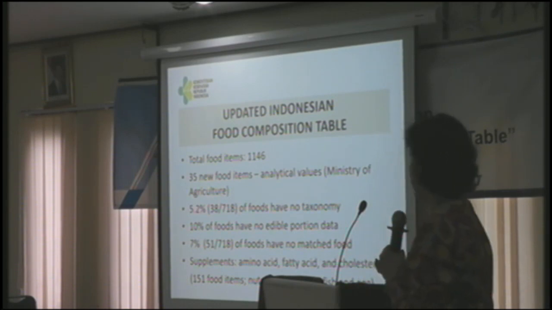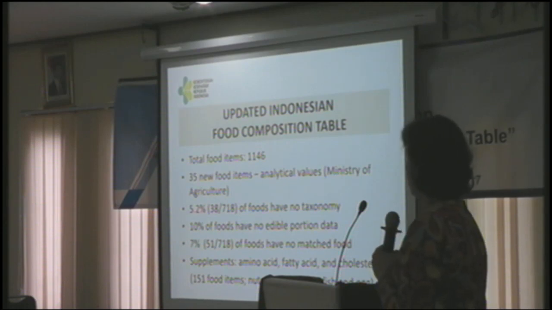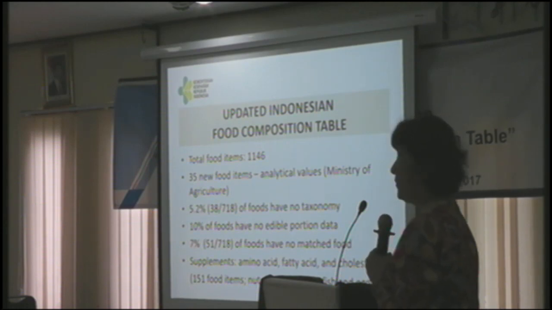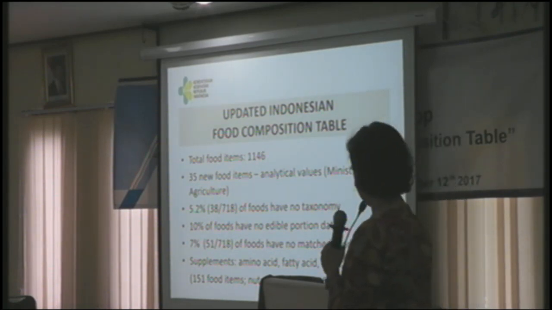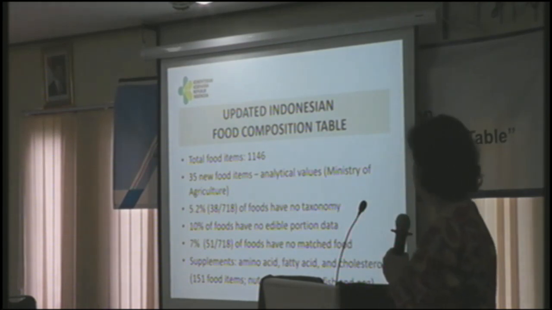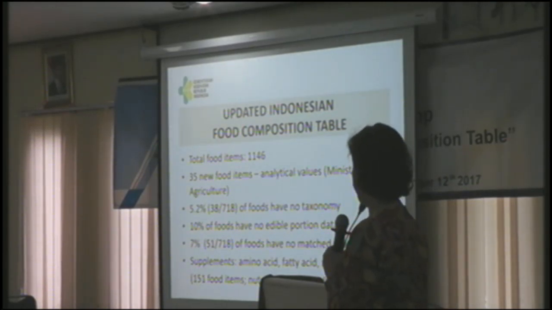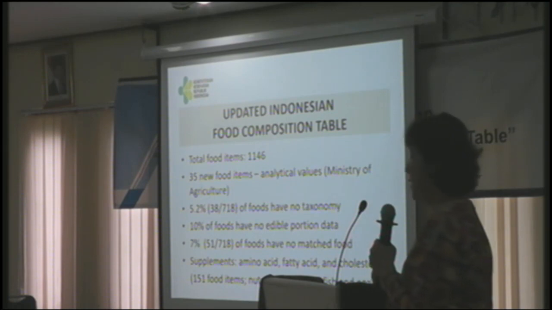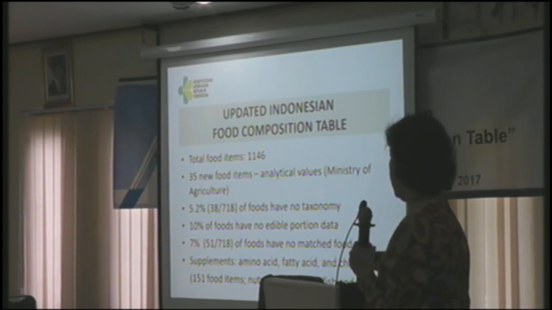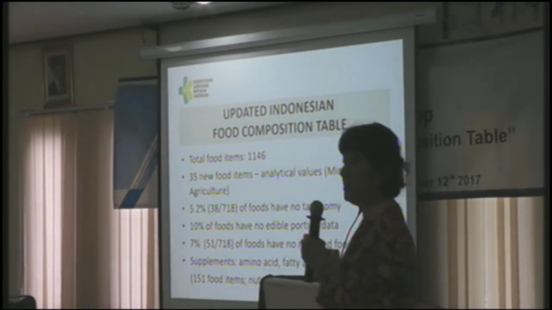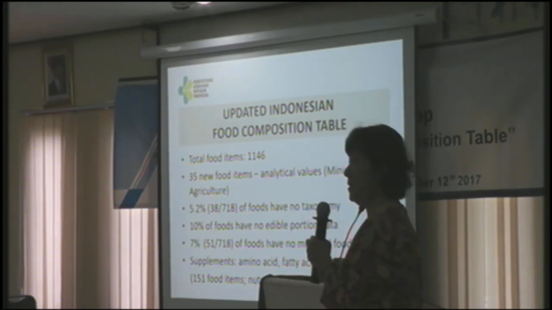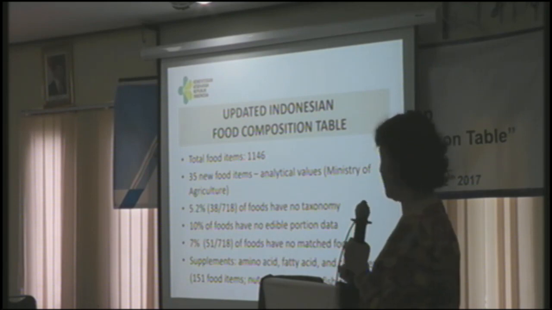Finally, for the updated Indonesian food composition table that we got, the total food items are about 1,146, and we added 39 new food items, which have analytical values. The data belongs to the Ministry of Agriculture. 5.2% of foods have no taxonomy because of the limitation that I mentioned before, and 10% of foods have no edible portion data. 7% of foods have no match food, and we have supplement amino acid, fatty acid, and cholesterol. We didn't do imputation here. This just belongs to the research and development institution, so we just use it as a supplement.